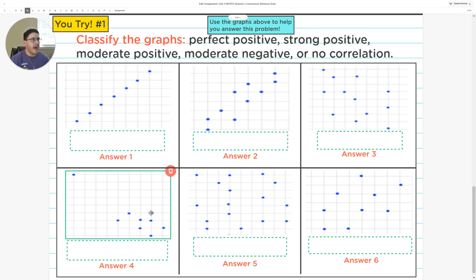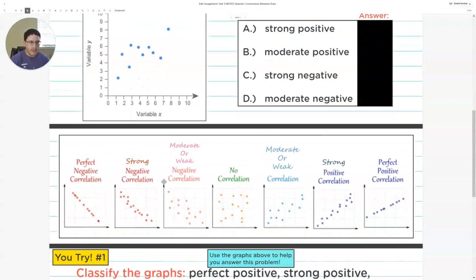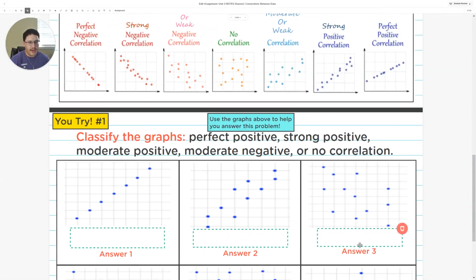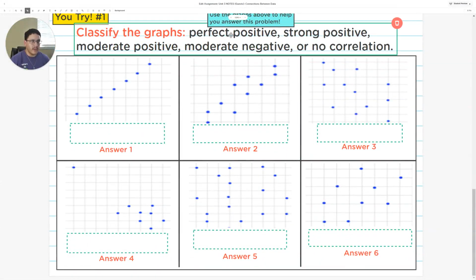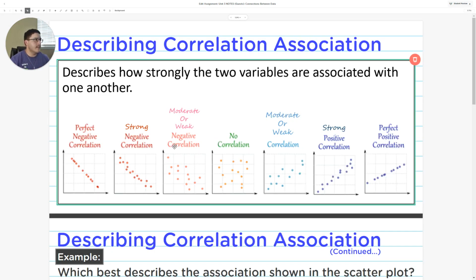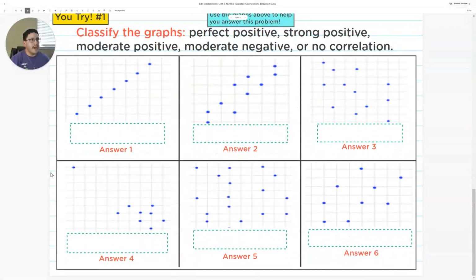Go through these. You can use the previous examples or this chart right here to help you understand which ones you're supposed to be classifying and see if you can get the right answer. I believe on the next page on ClassKick, if you're on ClassKick, I can reveal the answers, or you can reveal the answers and see if you did everything correctly. So go ahead, pause the video, try this out on your own. Otherwise, I'm going to continue on and show y'all what the answers are.